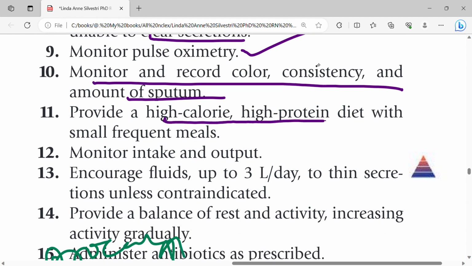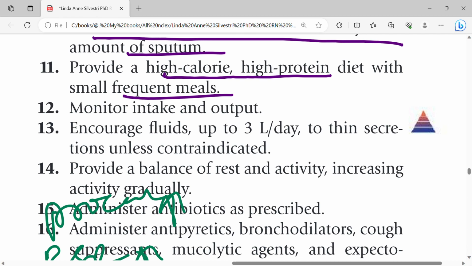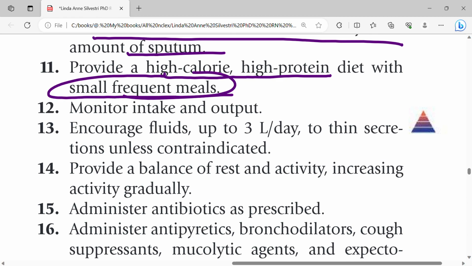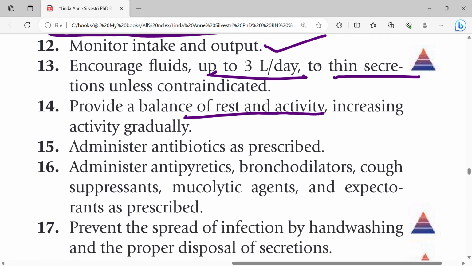Provide a high caloric, high protein diet with small frequent meals. Monitor I/O charting, we need to do I/O charting, and encourage up to 3 liters per day of fluid to thin the secretions. Provide a balance of rest and activity, increasing activity gradually.